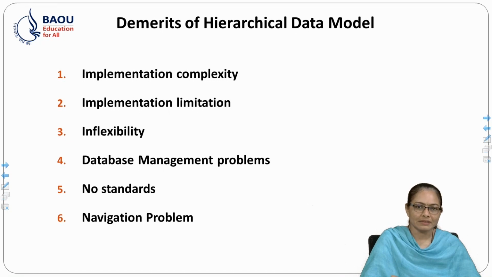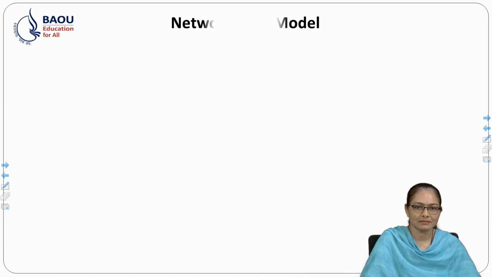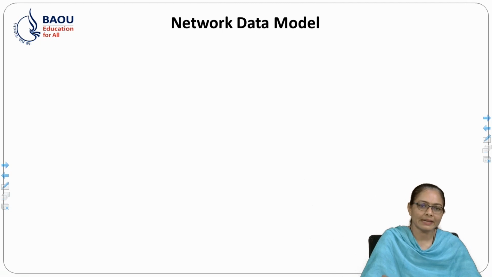So pointers are difficult to handle for all the navigation problems. Now the next data model is the network data model. I think you know about the hierarchical model and its limitations and disadvantages. Okay. Now the next is the network data model.